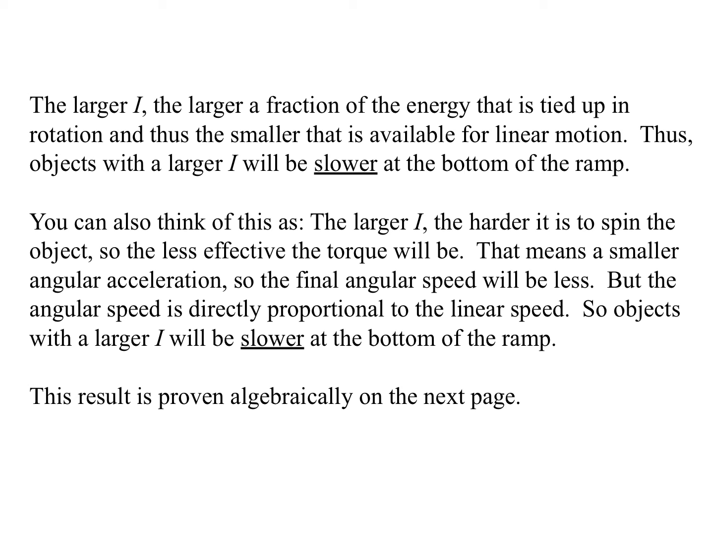You can also think of it this way. Objects with larger rotational inertia are harder to spin, so their torque is less effective. That means a smaller angular acceleration, so the final angular speed is less. But the angular speed is directly proportional to the linear speed, so objects with a larger rotational inertia will be slower at the bottom of the ramp and therefore arrive later. On the next page, I'll prove this algebraically in case that little bit of reasoning sounds fuzzy to you.